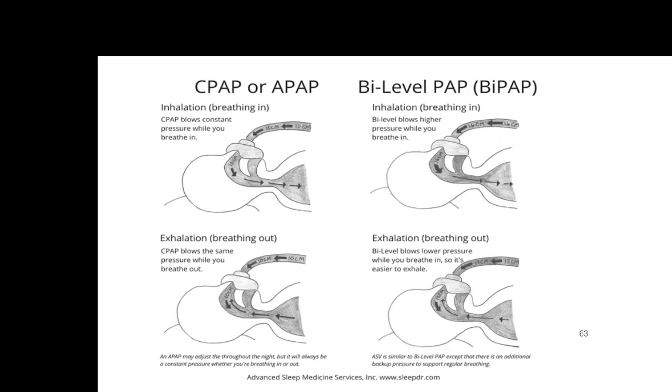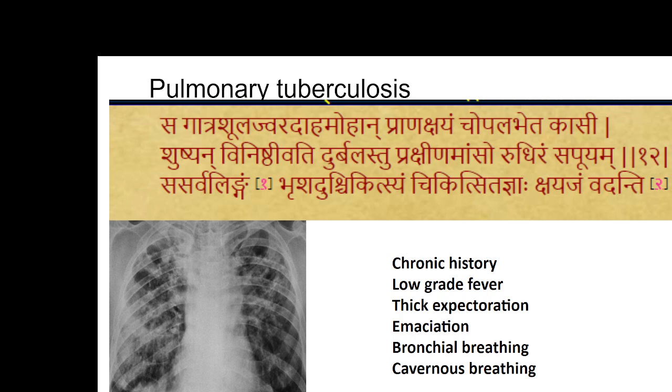Now, with positive pressure, CPAP or bilevel PAP is the other technique, but that's not necessary. We'll leave it at that level. Another of the conditions related to the lungs and which is quite common is pulmonary tuberculosis. Pulmonary tuberculosis is exactly the Kshaja Kasa.